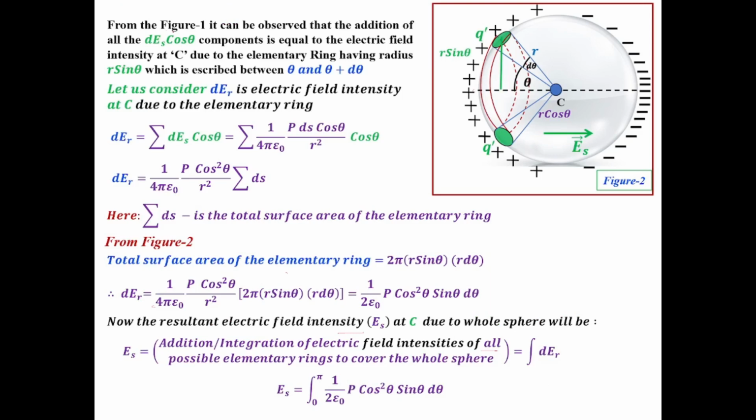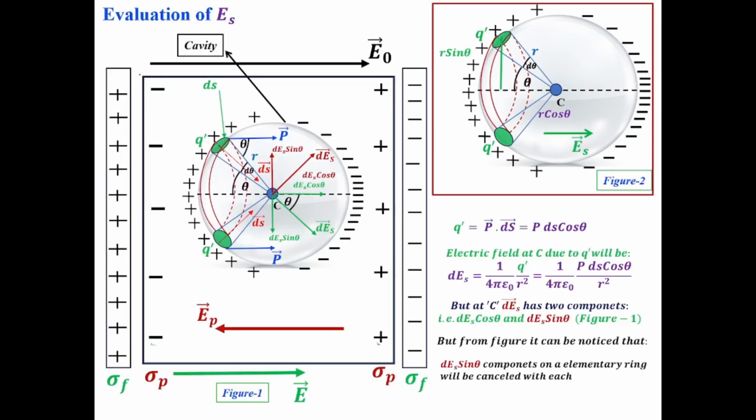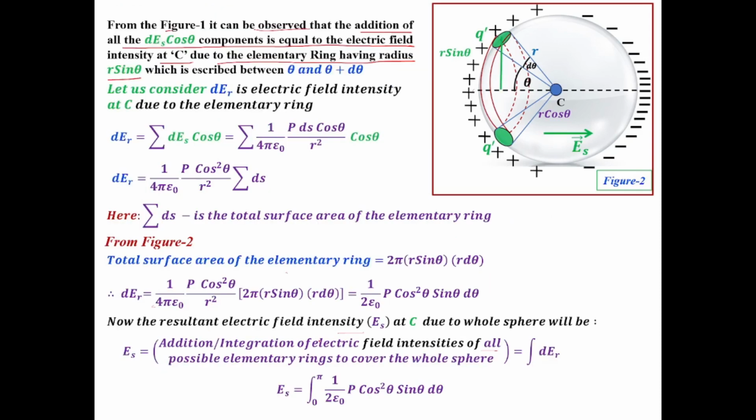The same thing has been written in figure 1. From figure 1 it can be observed that the addition of all the ds cos theta components is equal to the electric field intensity at C due to the elementary ring having radius r sin theta. Here you can see the net electric field intensity at C, on this atom or molecule, due to this elementary ring is the addition of all the cos theta components. And the radius of this elementary ring will be r sin theta.